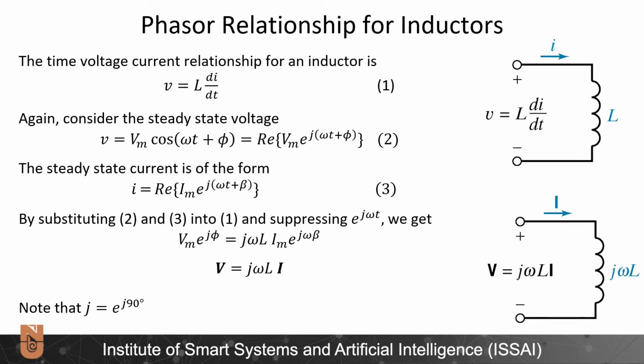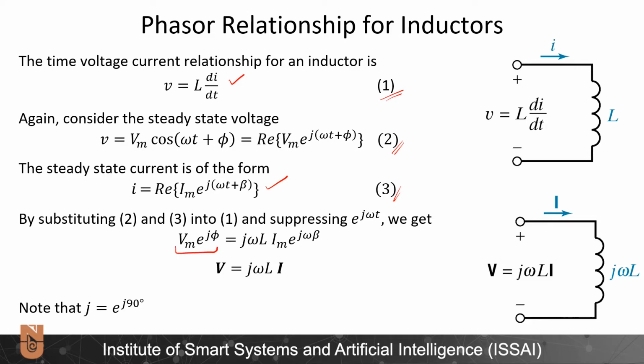And now let us look at the phasor relationship for inductors. The constituent relationship for an inductor is given by V is equal to L times di over dt. And if we assume that the voltage V is in the form of Vm times cosine(omega t plus phi), which is the real part of Vm times e to the j(omega t plus phi), and if we assume that the current will have a similar form with a different phase and amplitude, by substituting 2 and 3 into equation 1, I end up with these expressions.